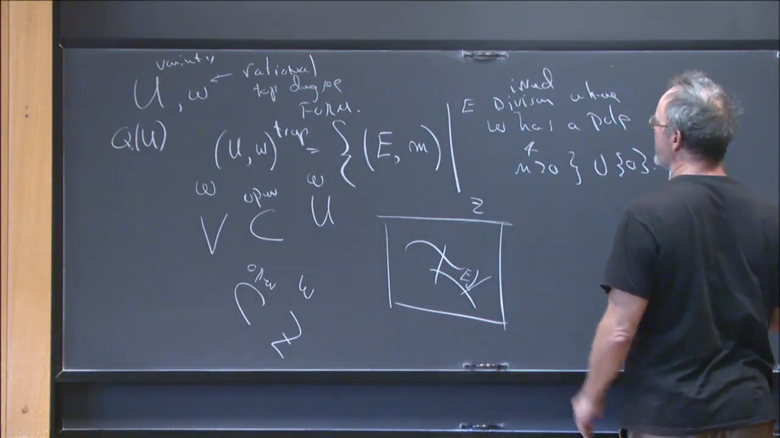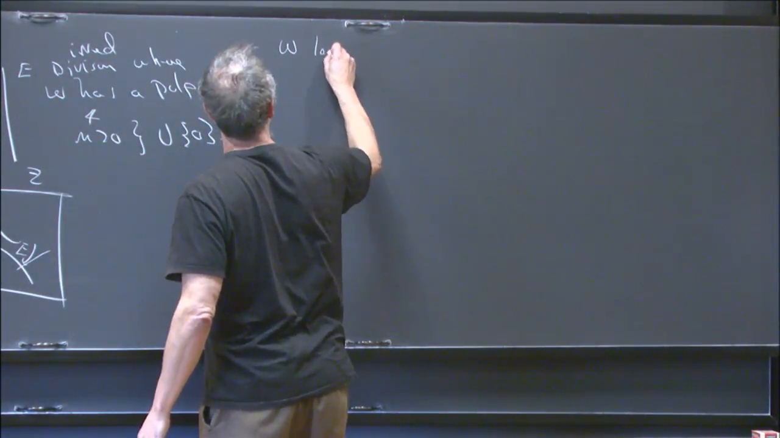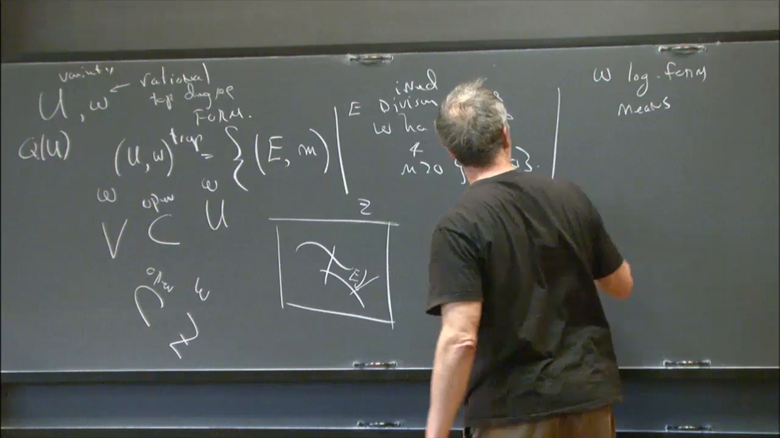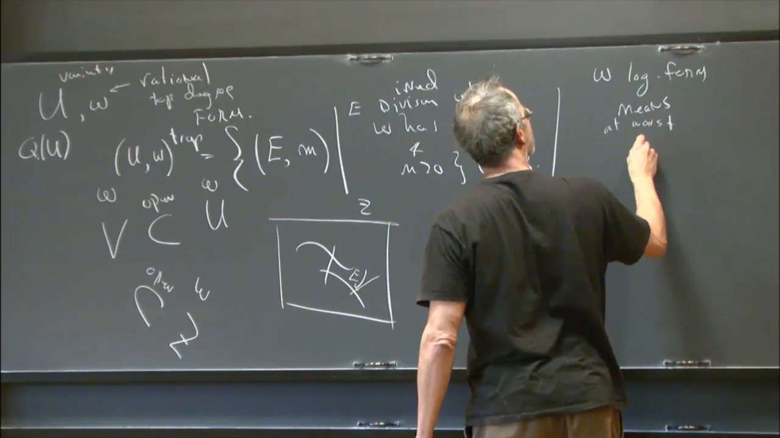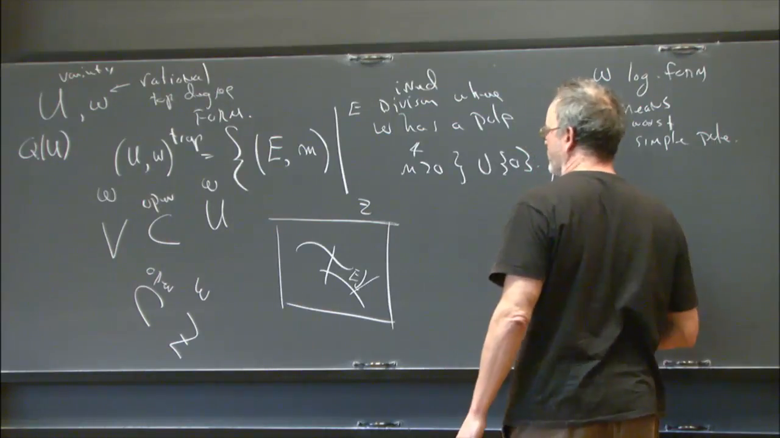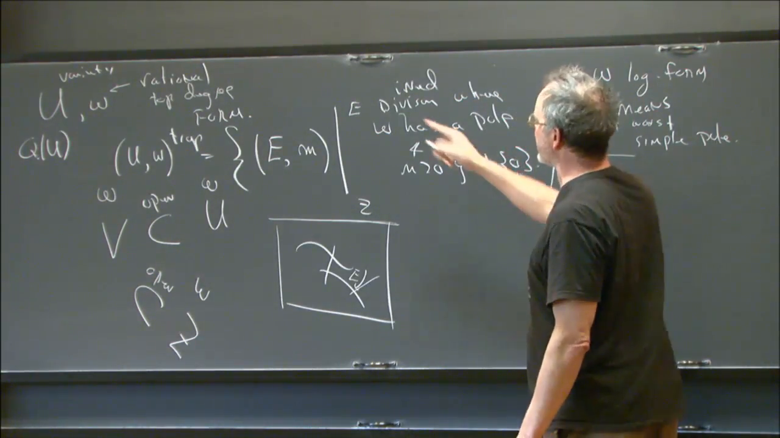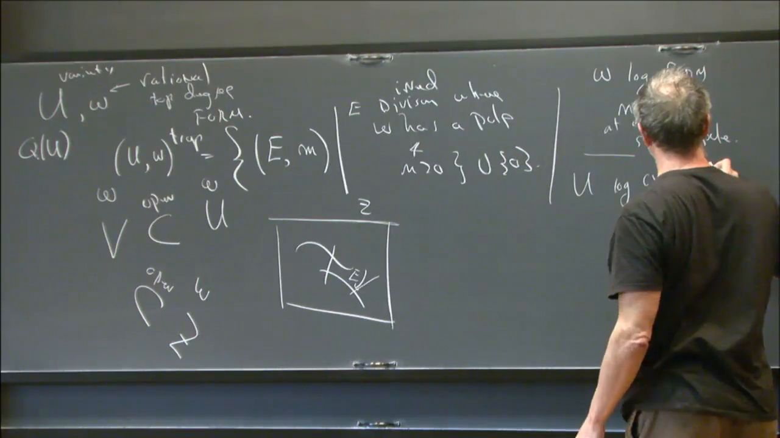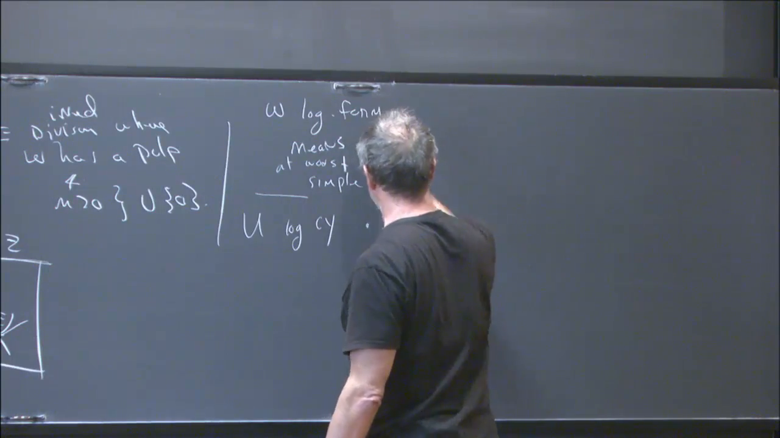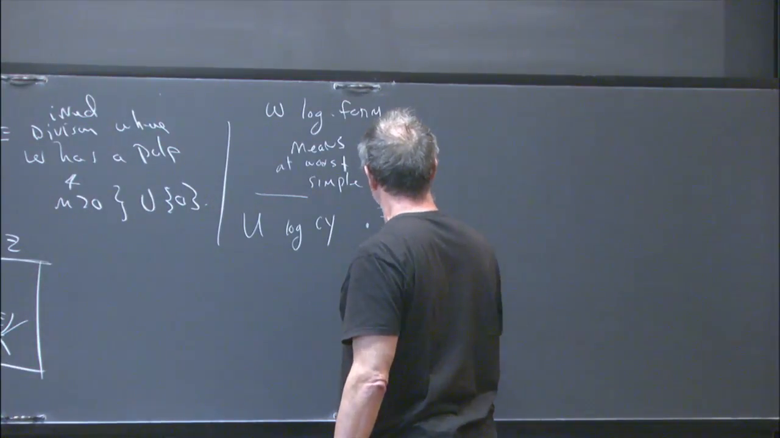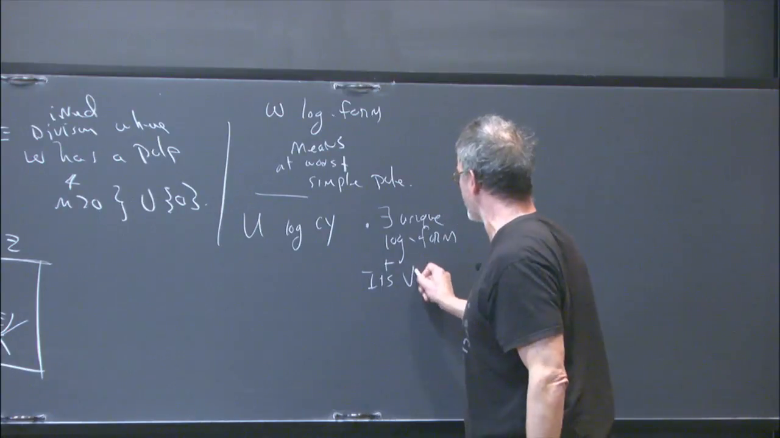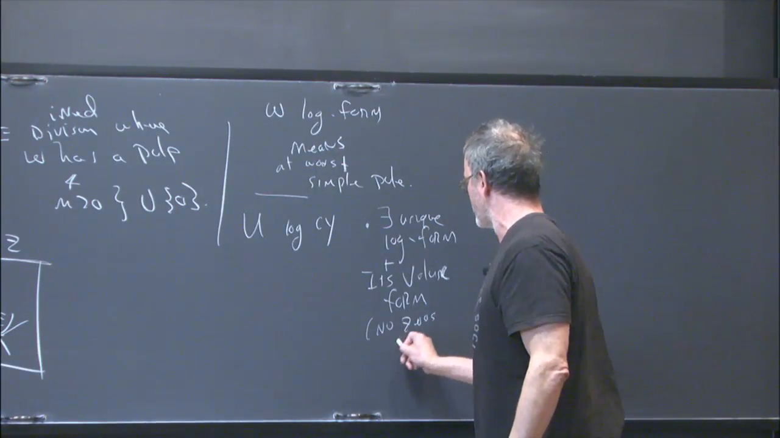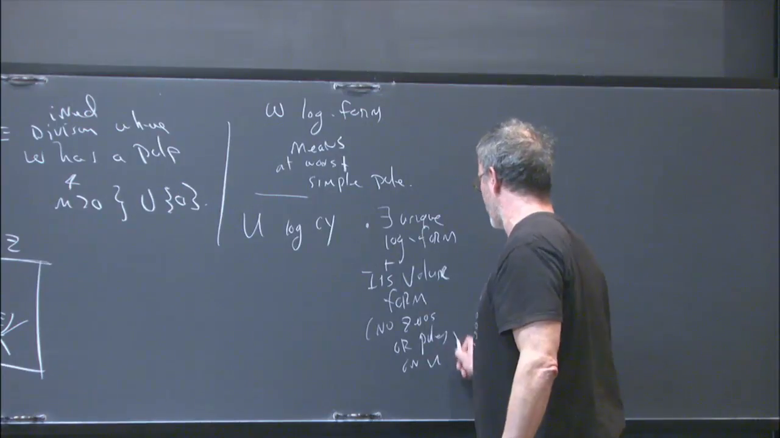Now, in the case that we're considering, we have this kind of magical situation. If omega is a log form, that just means that if it ever has a pole, it's at worst a simple pole. So you never get a higher order pole. It just doesn't happen. That's what it is to be a log form. And log Calabi Yau means essentially that there exists a unique, up to scaling, top degree log form, and it's actually a volume form, meaning that it's regular. There are no zeros or poles on U. You can take that as the definition.